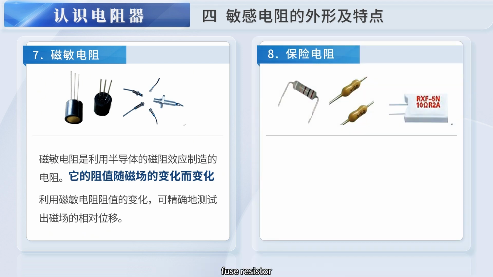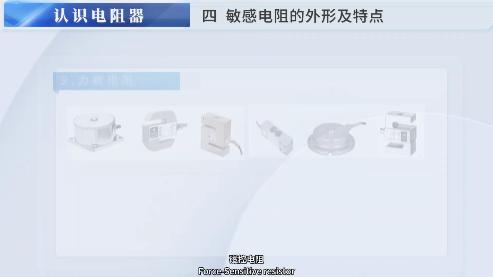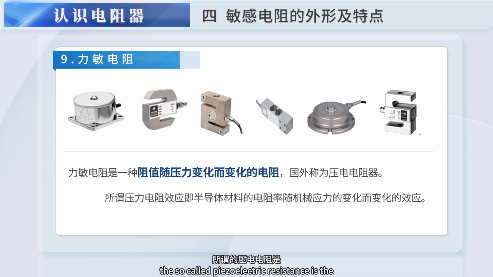Fuse resistor. Also known as a safety resistor. It is a functional element that combines the fuse and resistor in one. Force-sensitive resistor is a resistor whose resistance changes with pressure. It is also called a piezoresistor. The so-called piezoresistive effect is the effect in semiconductor materials where resistivity changes with mechanical stress.